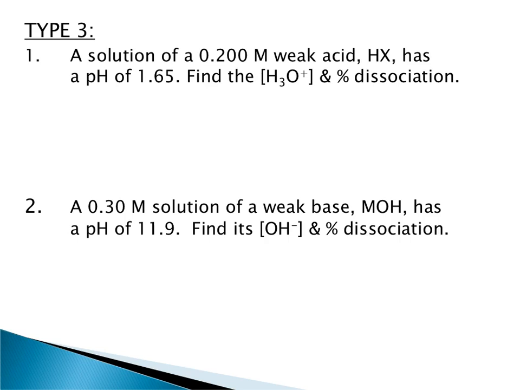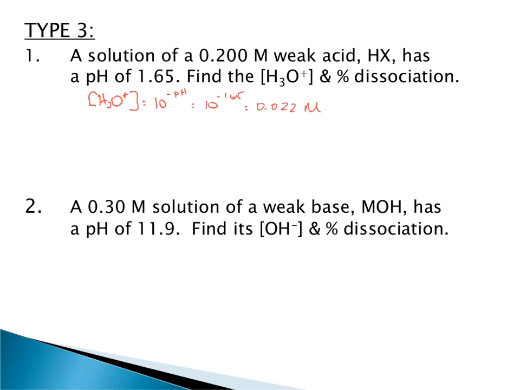We know that the hydronium ion concentration is going to equal 10 to the exponent minus pH. So that's 10 to the exponent minus 1.65. So if you work that out on your calculator, what you're going to get is 0.022 molar. That's the hydronium ion concentration.